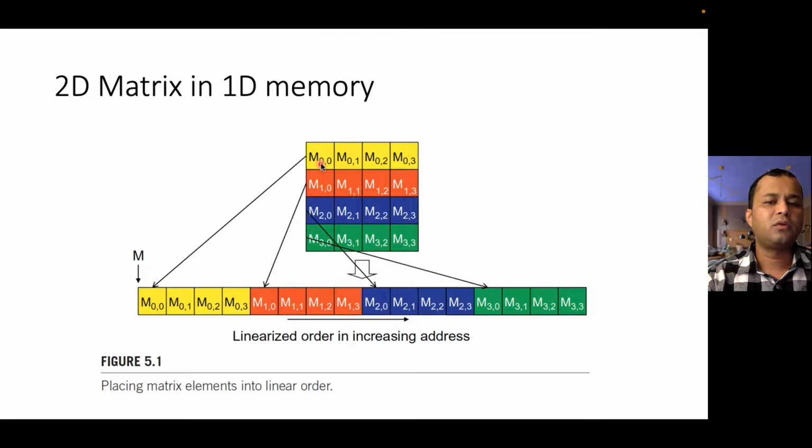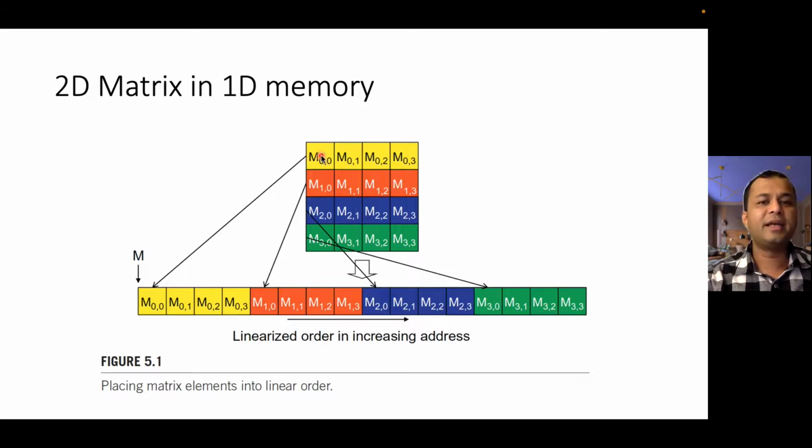M00 means 0 is the row number, 0 is the column number. Let's look at M03. 0 is the row number, that means it's the first row, starting from 0. And the column is 3, so first column, second column, third column, fourth column. That's how we index our matrices.